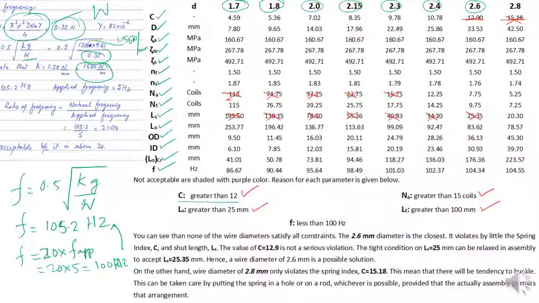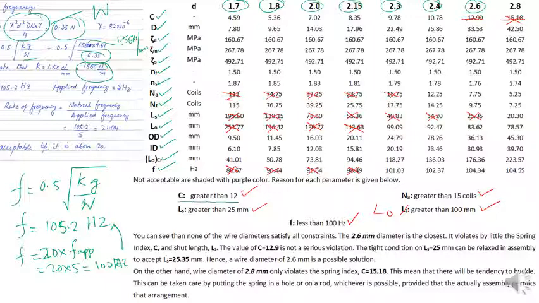Now the free length. By the way, this is by mistake. This is L0, free length. So L0, this is greater than 100, right? This is greater than 100. This is greater than 100. Unacceptable. Now I'm going to check F, which is less than 100, right? Which is unacceptable. This is unacceptable, less than 100, and these are fine.